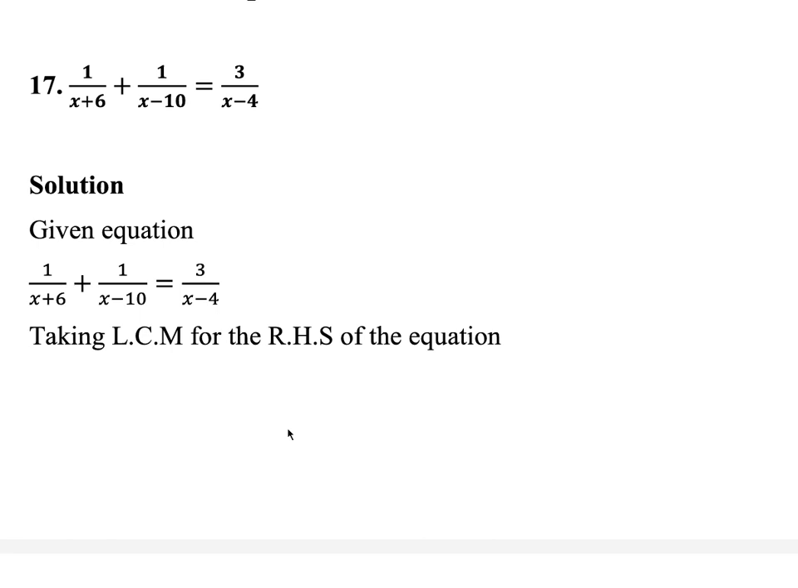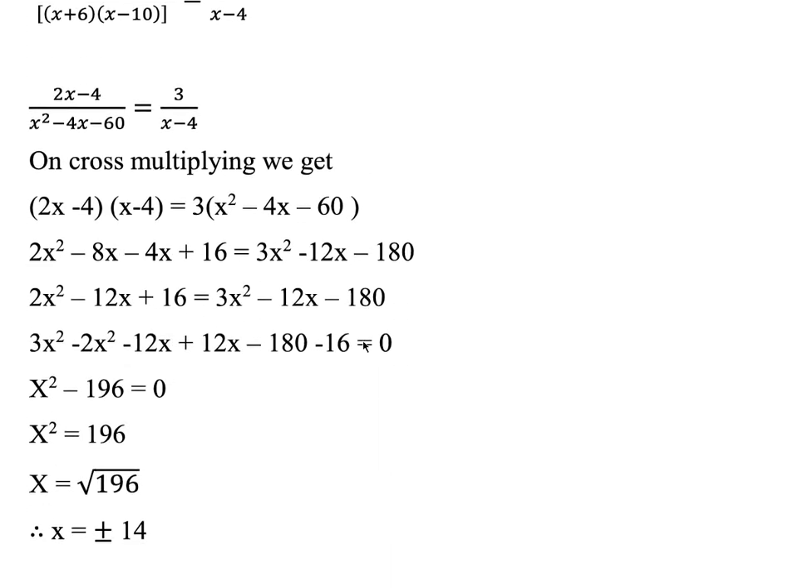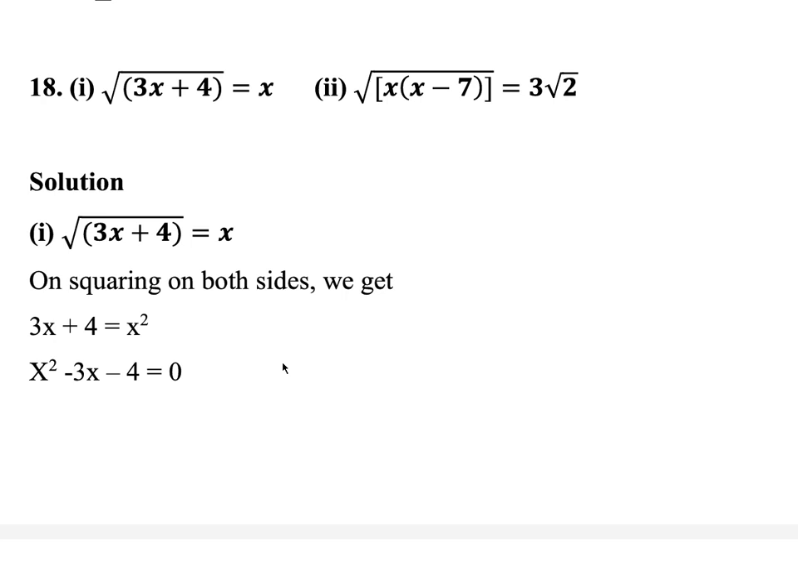Come to the next problem. 1 divided by (x plus 1) plus 1 divided by (x minus 10), here x plus 6, here x minus 10, is equal to 3 divided by (x minus 4). So we are doing first the LCM method, after that the cross multiplication method. You will get x equal to root over 196. Root over 196 means plus minus 14. Plus 14 into plus 14 is equal to 196, or minus 14 into minus 14 will be 196.